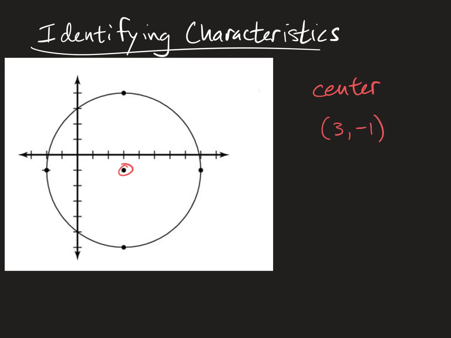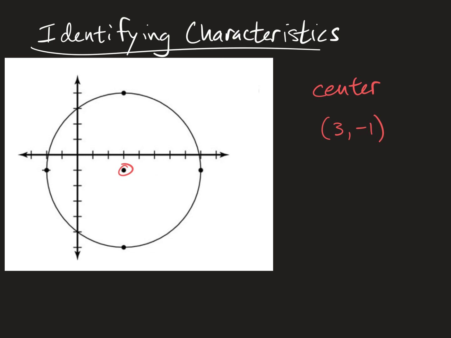The only other thing that we need to do here is find the radius. And so what that means is we start from the center and we can draw to any of these points that you see drawn on the circle, because vertical and horizontal movements are going to be the easiest to calculate or count when we're working on an actual coordinate plane.